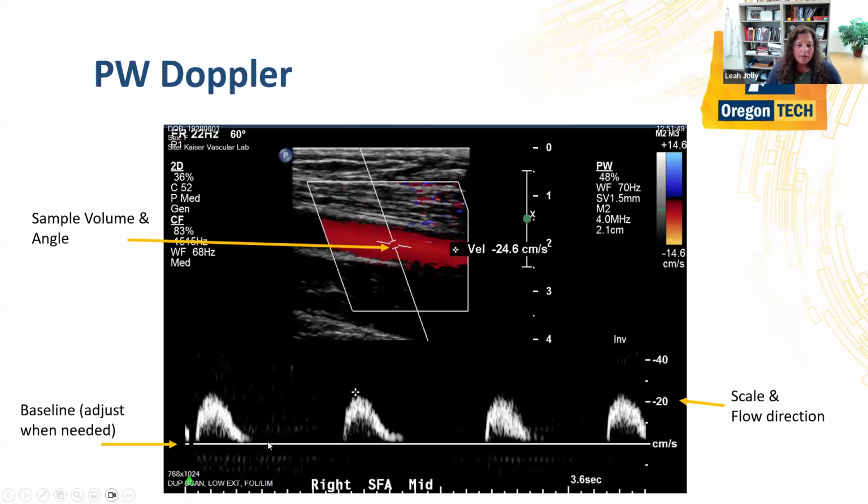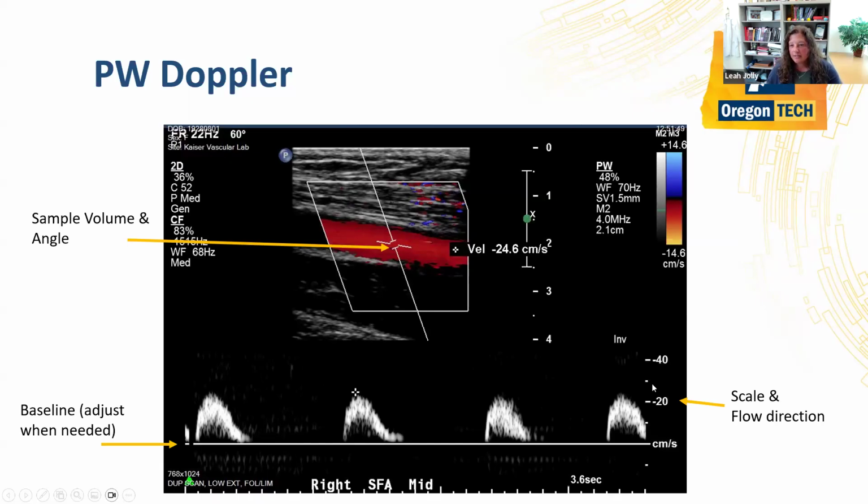Here's our baseline. We do adjust the pulse wave baseline quite a bit when we're scanning. So we want to make it so that the waveform fits entirely on the spectrum and it's not wrapping around. That's an artifact called aliasing if we let that happen. And we will also adjust the scale so that the waveform fits properly on the baseline. We don't want tiny little waveforms that we can't measure properly. We also don't want big, huge waveforms that are gonna, again, wrap around and alias.